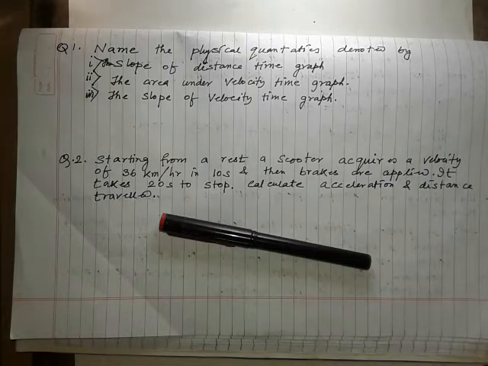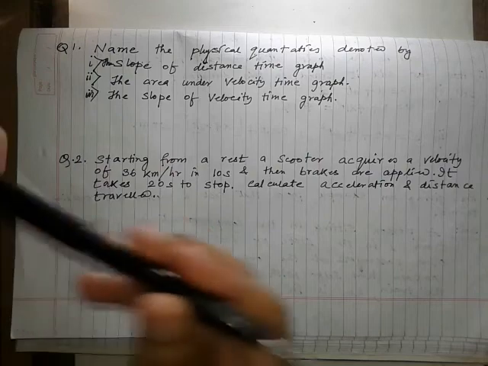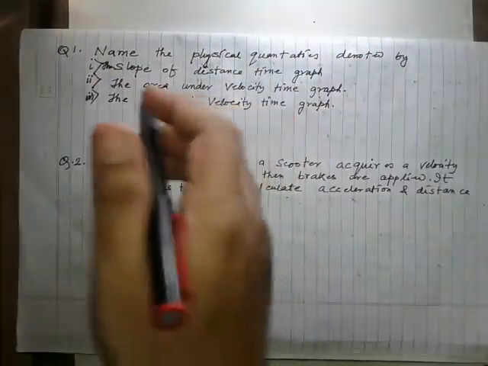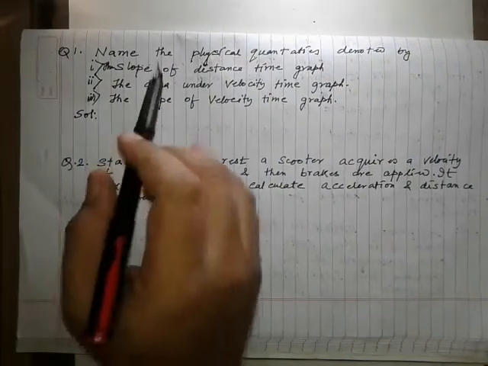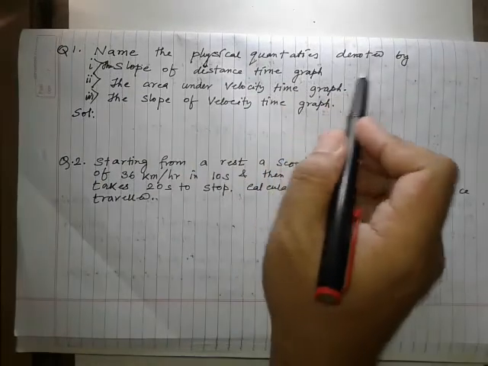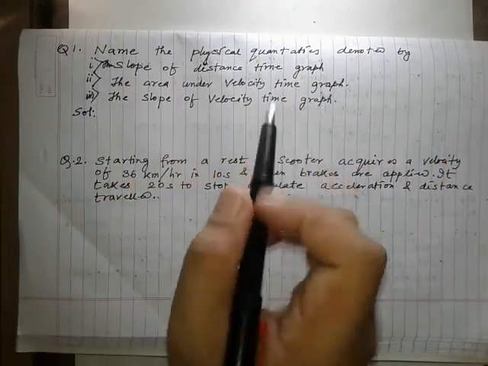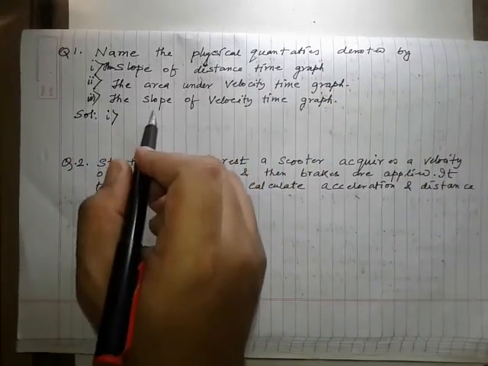So we are going to do the solution of the homework which I gave last week. So that solution I will tell today. First question was, name the physical quantities denoted by the slope of the distance time graph. The slope of the distance time graph will be nothing but speed.